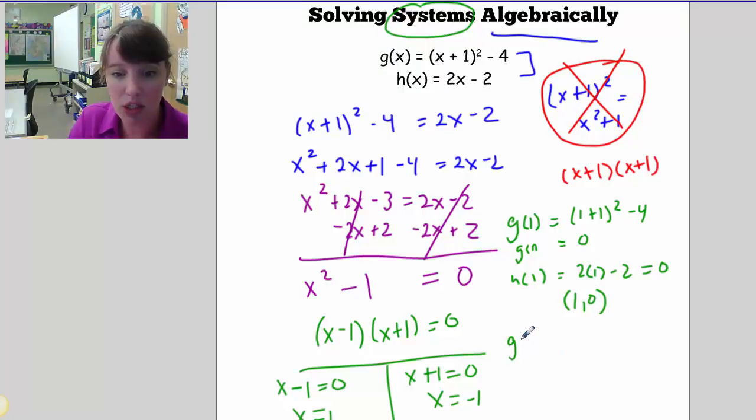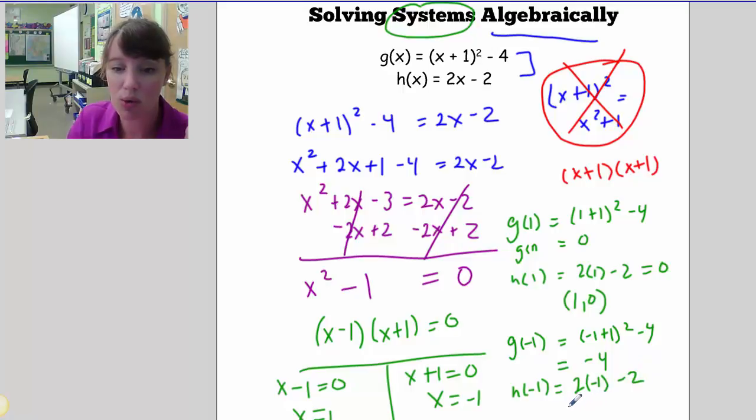All right, let's look at g of -1. That would be -1 plus 1 quantity squared minus 4. Well, that's going to be 0 squared minus 4, which is -4. Okay, let's just make sure h of -1 is also that. So we have 2 times -1 minus 2. So I have -2 minus 2, which is -4. So my other coordinate pair is -1, -4.